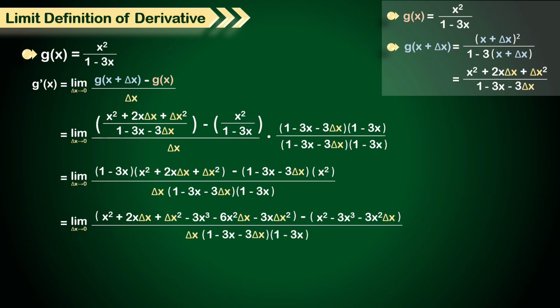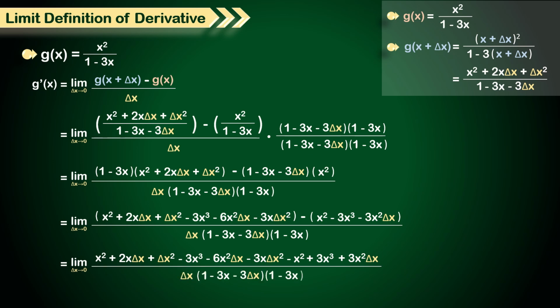Remove grouping symbols in numerator. Limit of x squared plus 2x delta x plus delta x squared minus 3x cubed minus 6x squared delta x minus 3x delta x squared minus x squared plus 3x cubed plus 3x squared delta x, over the whole denominator.